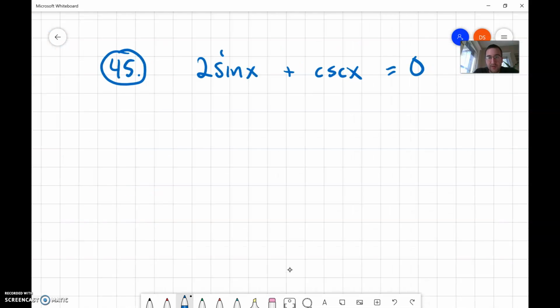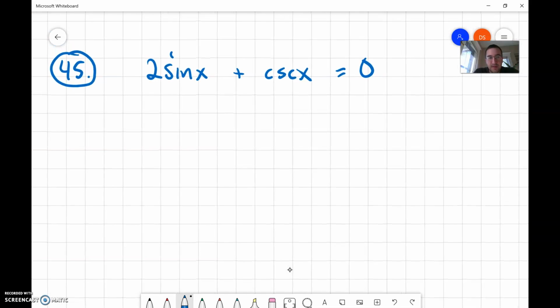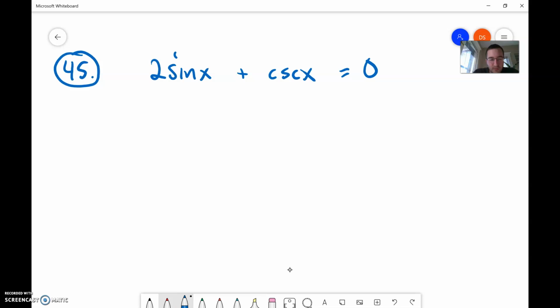2 more. 45. This one's tricky. So let's see. This jumps out at me, the cosecant. I'm going to probably change that. So I'm going to start by doing that actually. I'm going to say 2 sine of x plus 1 over sine of x equals 0.